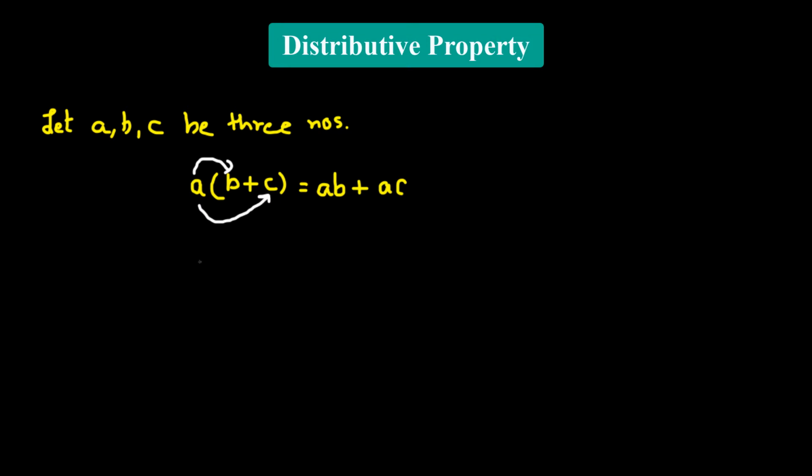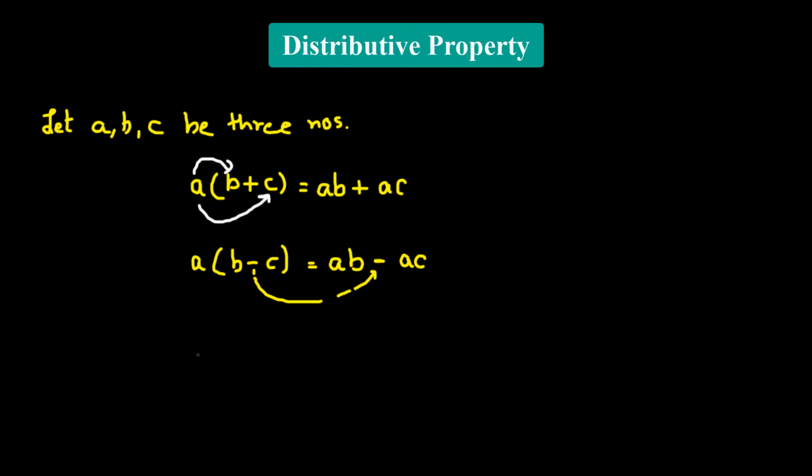Now similarly, we can also have another case where A is multiplied to the difference of B and C. So that's when we apply the distributive property. A gets first distributed with B, so that's going to give us A times B, minus, so we have a minus sign here, minus the distribution of A with C. So that's simply the product of A and C. So this is called the distributive property.